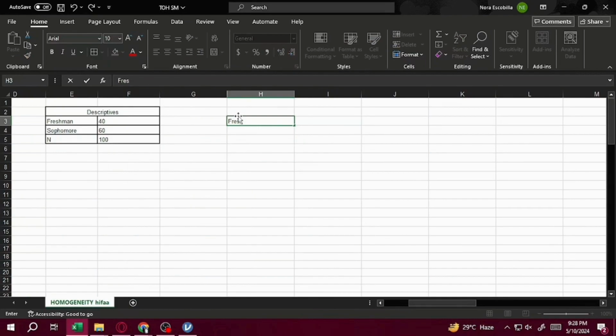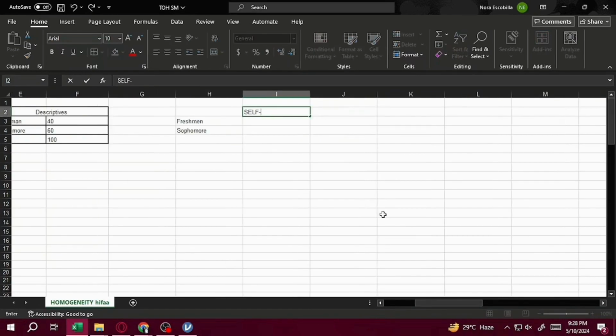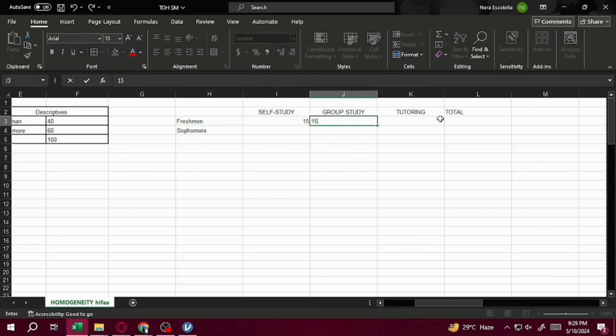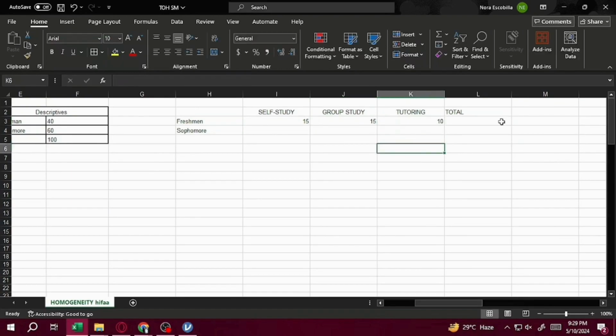And the next step is we are going to create another table. We need to input the freshman and sophomore, which is the population or the groups. And after we input the freshman and sophomore, we need to input our study method like self-study, group study, or tutoring, and the total. And after we input the needed variables and categories, we need to write the value of each. Like for example, for the self-study, we have 15. For the group study, we have 15. And for the tutoring, we have 10.